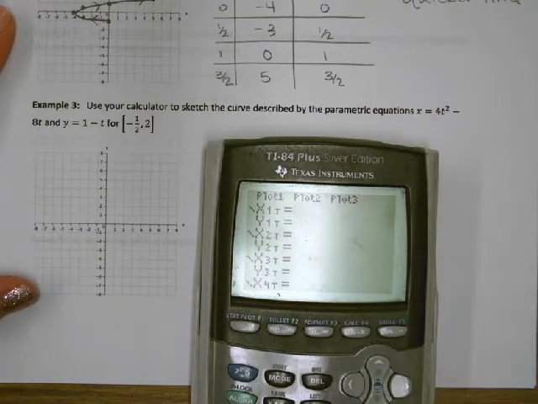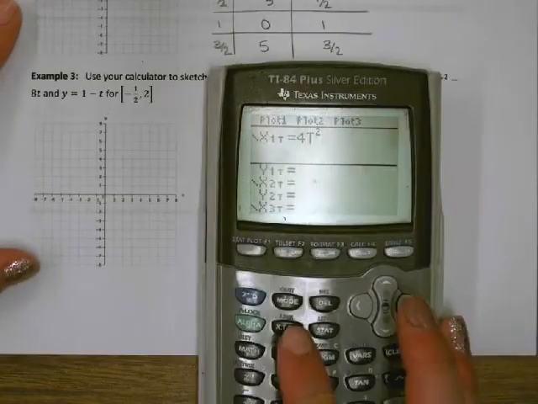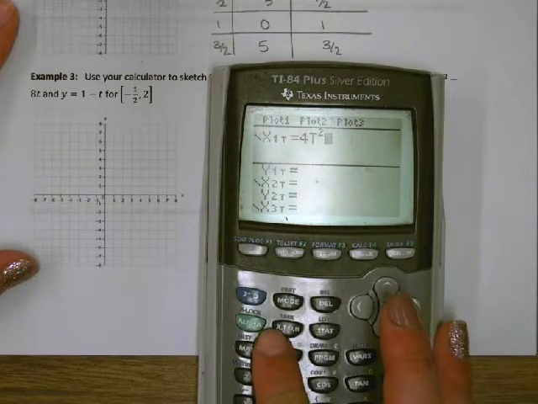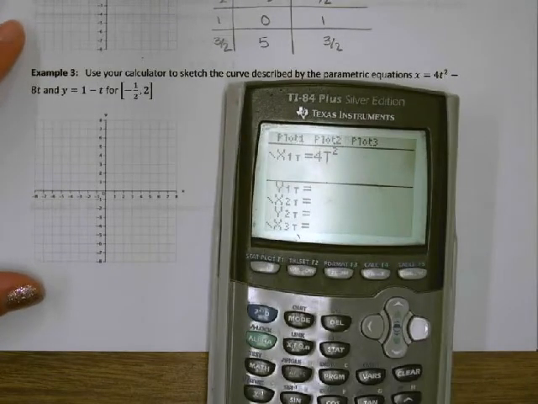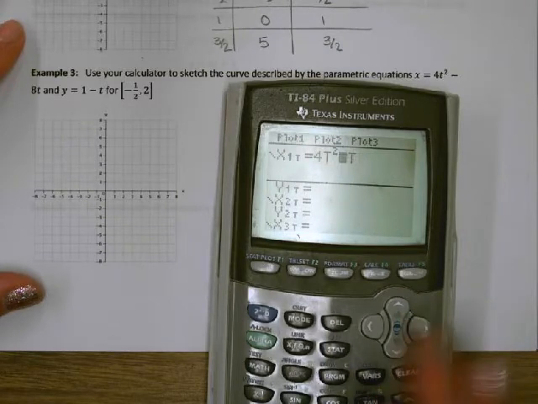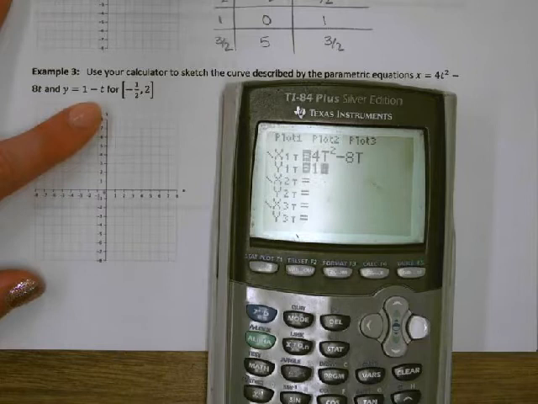So x equals 4t squared. And notice I'm still hitting the x button. It's just not using x since I'm not in function notation anymore. Now I'm doing parametric, so it's doing t for me instead. So 4t squared minus 8t. I missed the minus. And then y was 1 minus t.